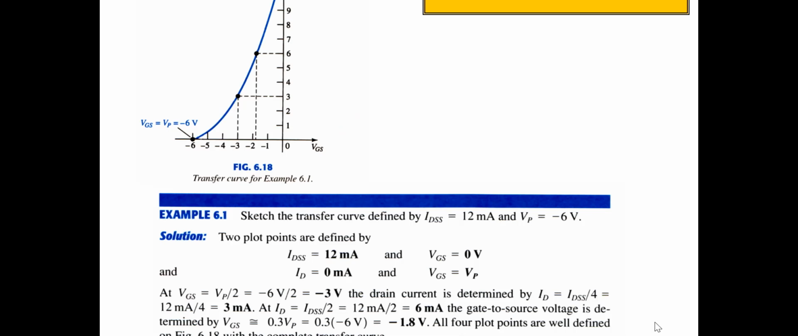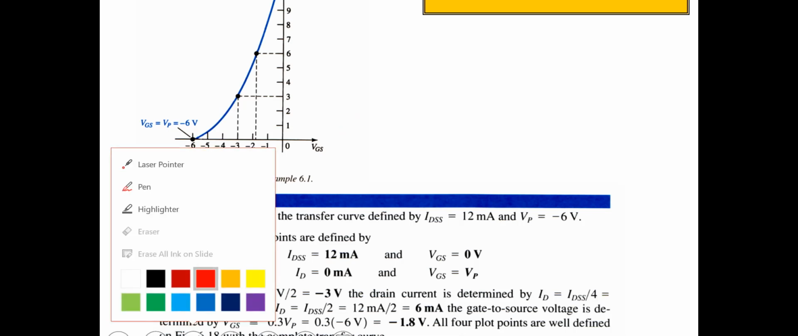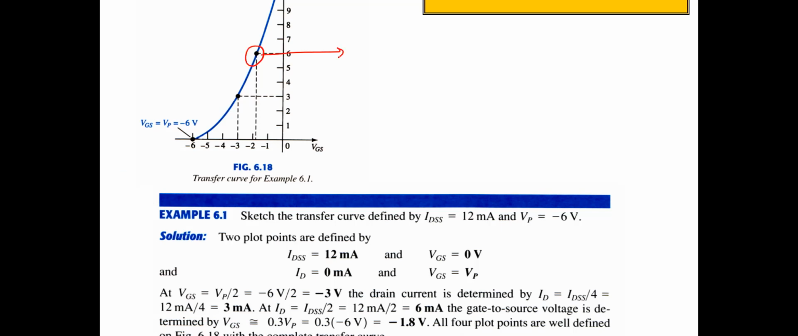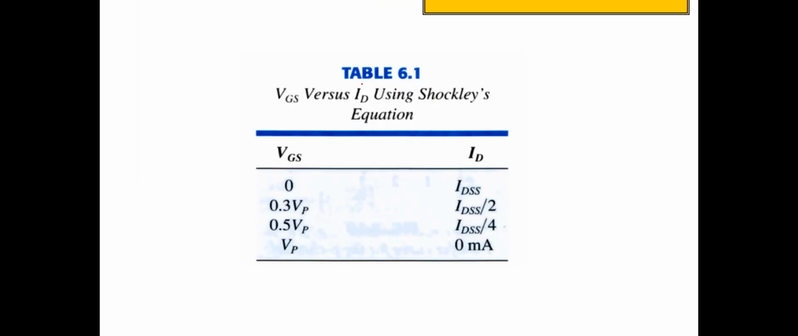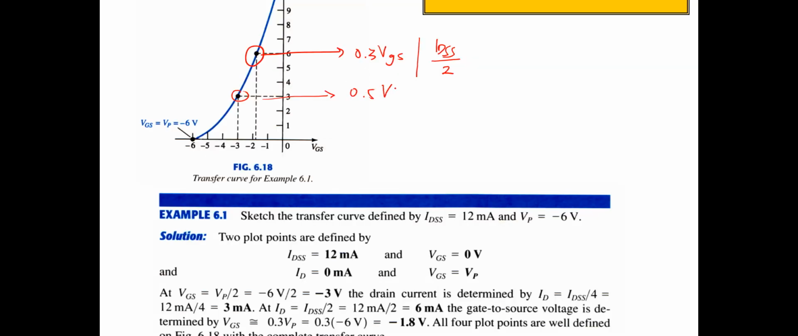This point is 0.3 VP, and this is IDSS/2. Then this one is 0.5 VP, sorry, not VGS, VP. So we have IDSS/4, which is 3. So we can get this one, and then we can plot it. This is the characteristic of the device.